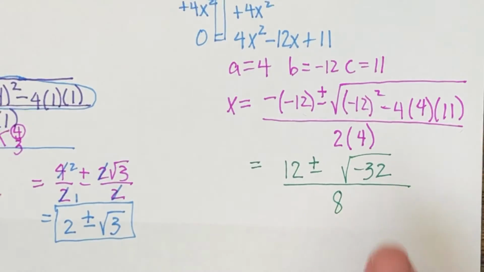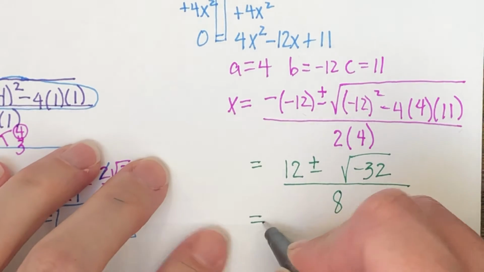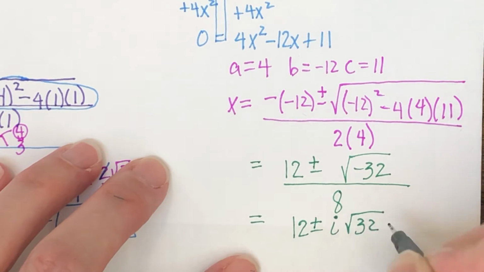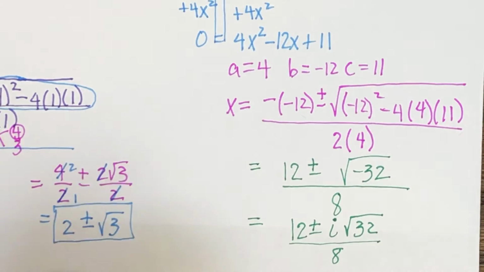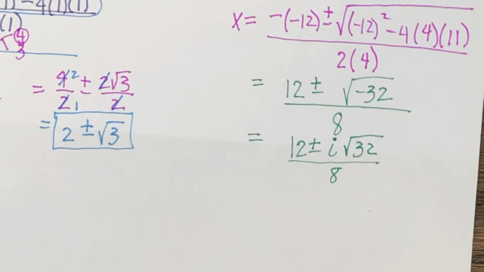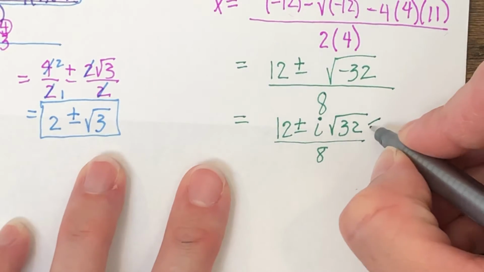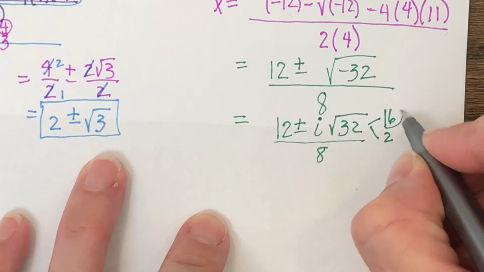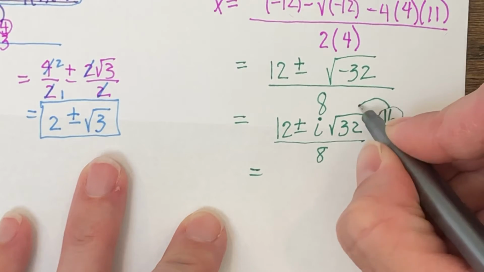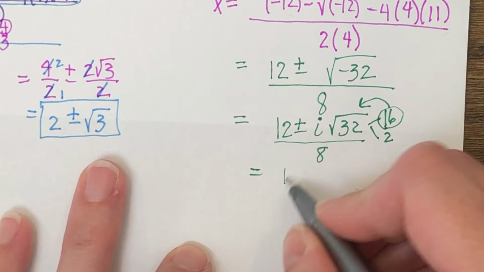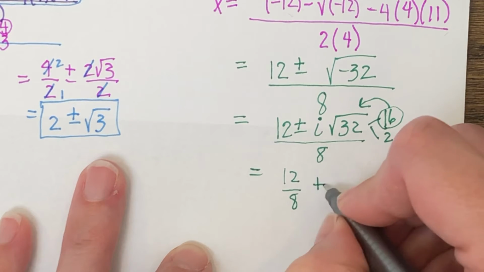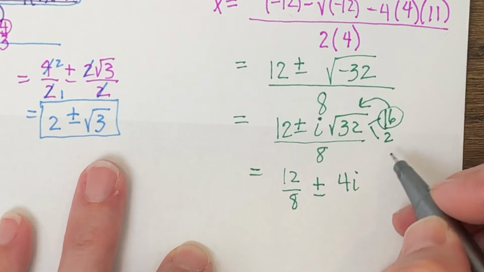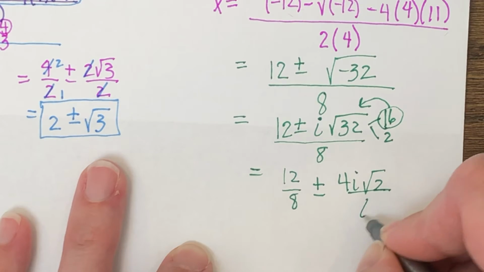And I need to clean this radical up. Okay, so I'm going to have 12 plus or minus, the negative comes out as an i. I'm left with the square root of 32 over 8. And if you want to go ahead and break it up in two parentheses right now, you could. Square root of 32, hopefully we've seen this one before. Hopefully you're getting familiar with it. It's 16 times 2. 16 comes out as a 4. So I have 12 over 8 plus or minus 4i, and you're left with the square root of 2 underneath, over 8.